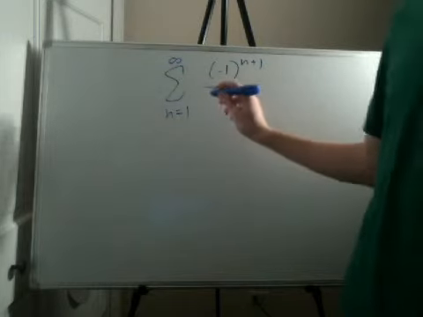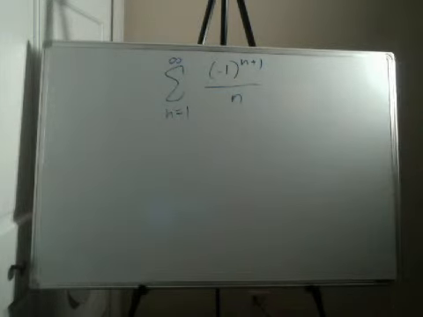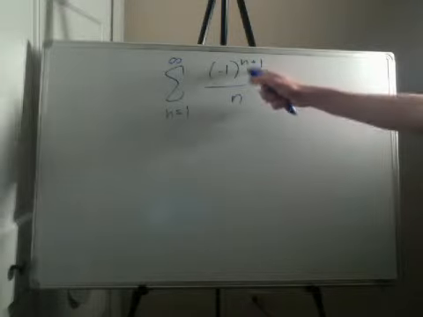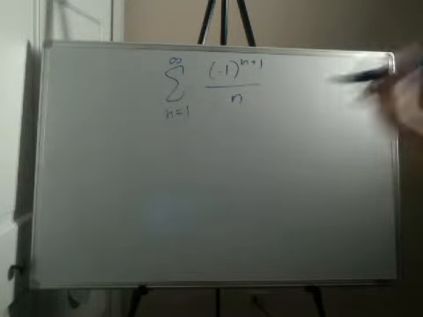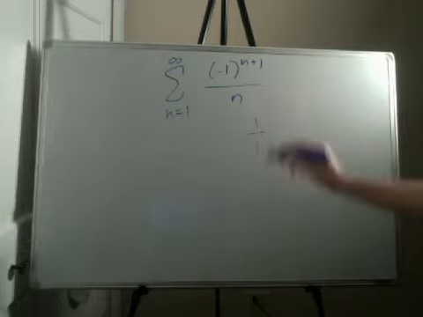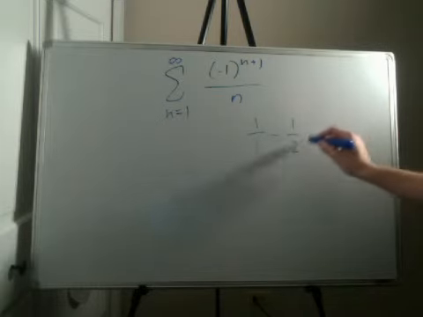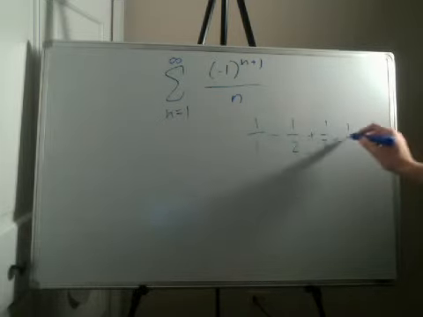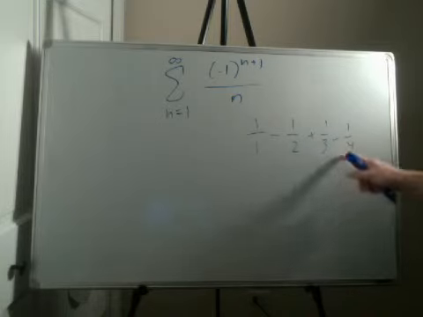-1 to the n plus 1 over n. Okay, so let's think about this. The first one's going to be positive because n plus 1 is 2, and -1 squared is 1. So it'll be 1 over 1. And then -1/2, 1/3, minus 1/4. As you see, they're alternating, negative, positive, negative, positive.